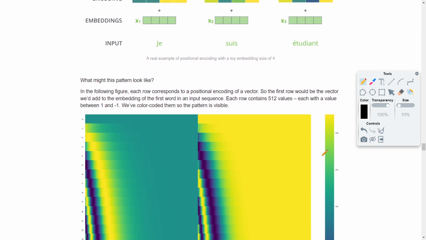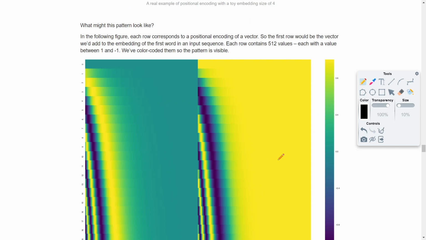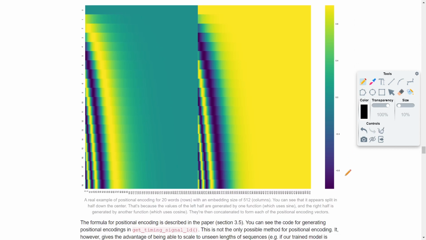And a lot of times, this is what we are seeing for just three words. What if we scale this? What if we try to visualize this at a very high level to see what exactly it looks like? In the following figure, each row corresponds to a positional encoding of a vector. So the first row should be the vector we have added to the embedding of the first word in the input sentence, and each row contains 512 values, and each of the values is between 0 and 1. And 0 and 1 you can easily figure out based on the color coding.